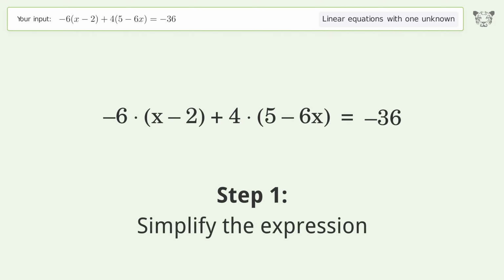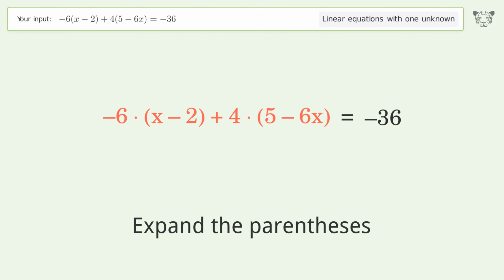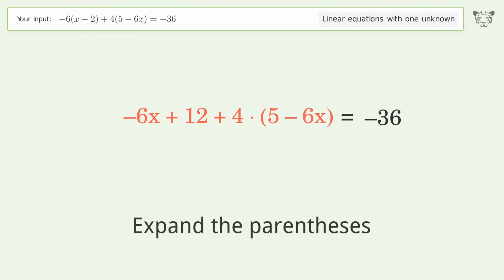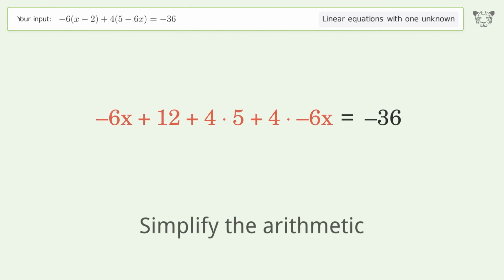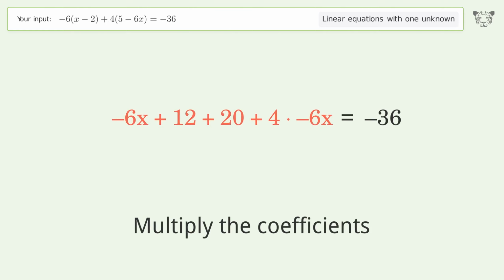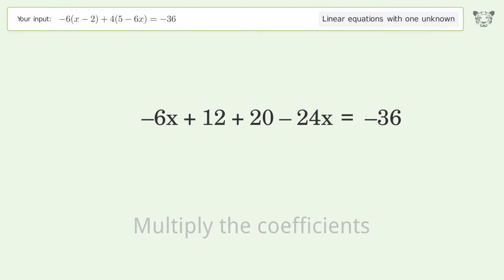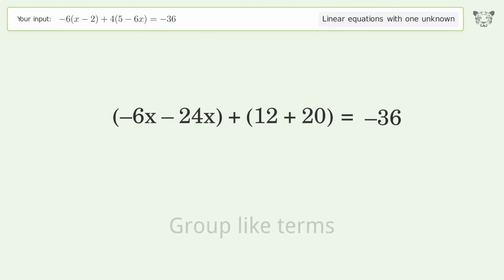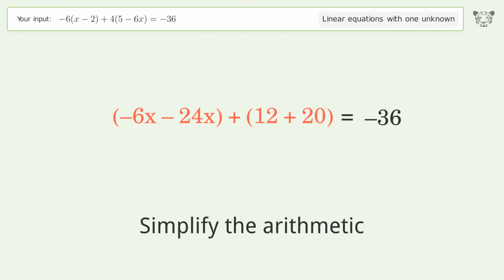Simplify the expression. Expand the parentheses. Simplify the arithmetic. Expand the parentheses. Simplify the arithmetic. Multiply the coefficients. Group like terms. Simplify the arithmetic.